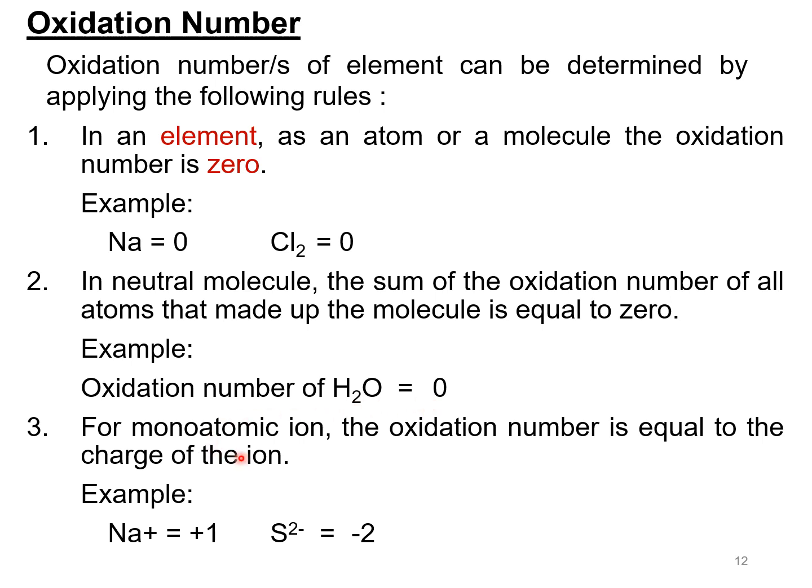Okay? For monoatomic ion, the oxidation number will be equal to the charge of the ion. So you have these examples of monoatomic ions. Monoatomic because you ada satu saja atom yang carry charge. In this case, you have monoatomic ion of Na+. So Na carry the charge of positive 1. So the oxidation number will be positive 1. Manakala S ada charge of negative 2. So the oxidation number will be negative 2.